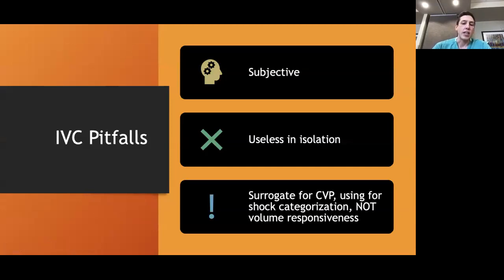And the IVC in isolation is essentially useless. We have to examine the heart, the lungs, and put it all in the clinical context in order to make useful clinical predictions. And remember that we're using the IVC as a surrogate for CVP to categorize shock, not for volume responsiveness. Just because someone has a small IVC does not necessarily mean they need more fluid. They may actually benefit more from a vasopressor.